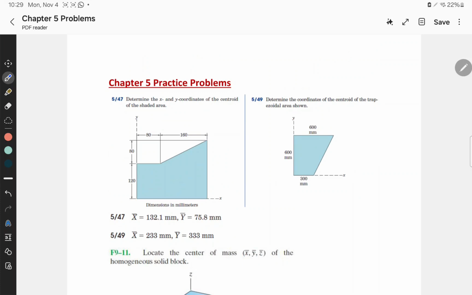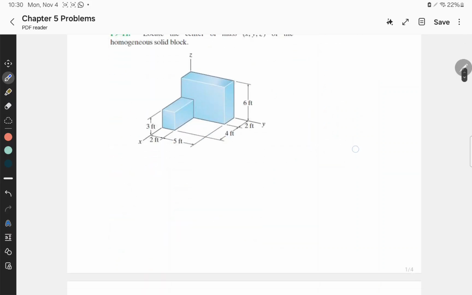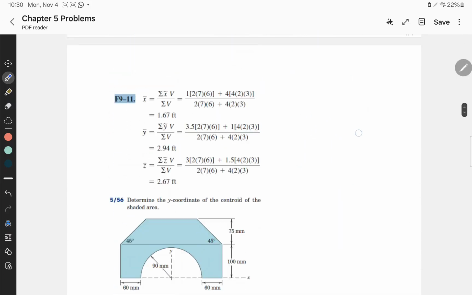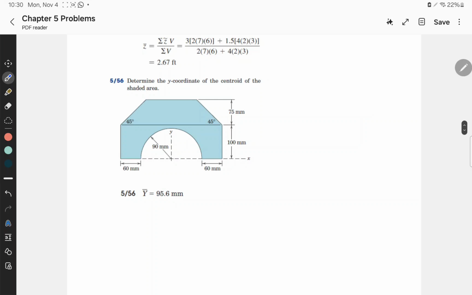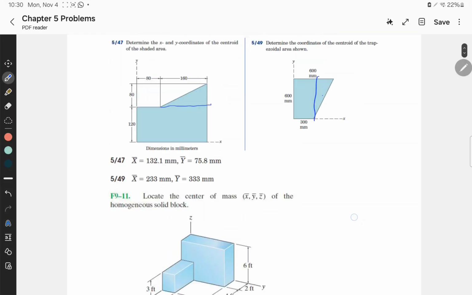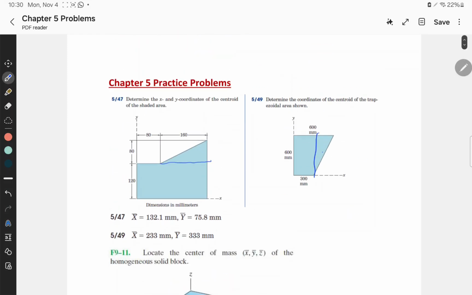What you're going to want to do first is separate it into different basic shapes. For example, a triangle and a rectangle. Same thing here, triangle, rectangle. I'll get into that one later. This one you can do as triangle, triangle, rectangle, and this is just a rectangle with a cutout of a half circle. But you get the basic idea.